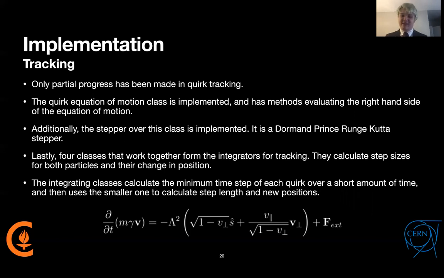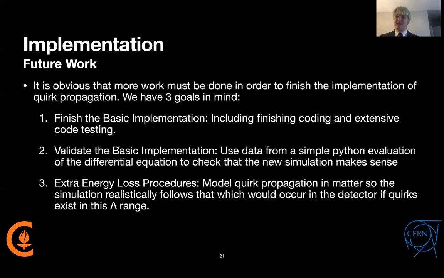Lastly, we have 4 classes that work together that form integrators for tracking. They are in charge of calculating step sizes for both particles and the changing positions of them. The integrating classes calculate the minimum step size of each quirk over a short amount of time, a time less than the period of oscillation, and then use the smaller time step to calculate the actual step length and new positions. This is about as far as we got into the code due to the arduous design process.